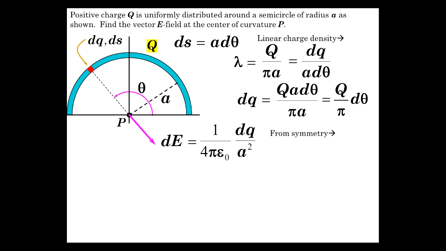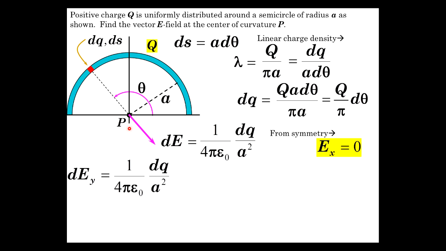Now, what is a simplification that we can make from symmetry? Well, every dq has a counter dq on the other side, which would make a differential E like this. And of course, the verticals don't cancel there, but the horizontals do. So we have that E in the x is 0. Good, that's taken care of. Now, let's find the differential electric field from this dq in the y direction. We're looking for this part. Well, it's the total amount, k dq over a squared, times what?